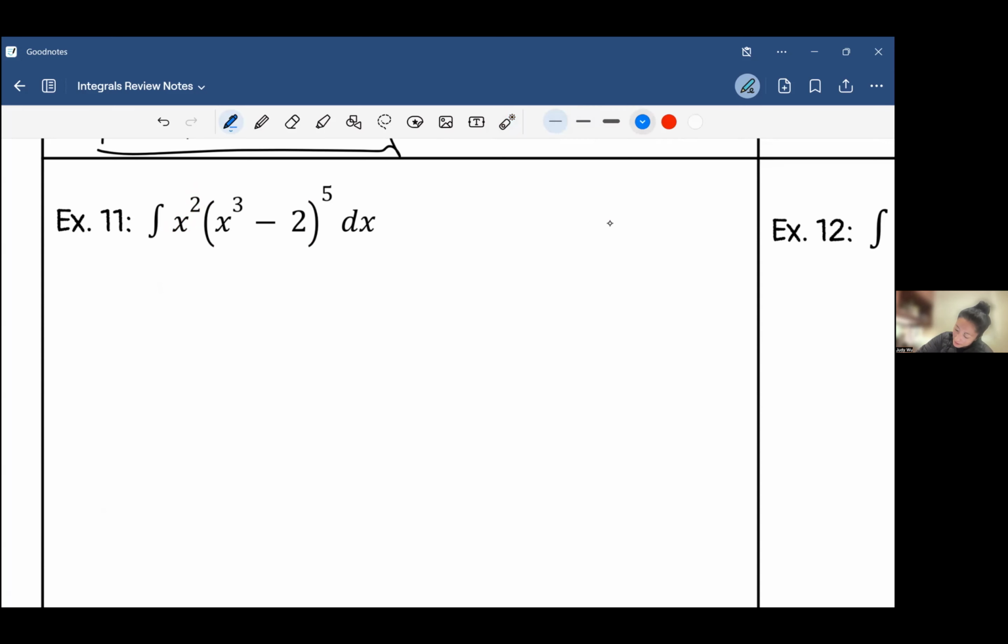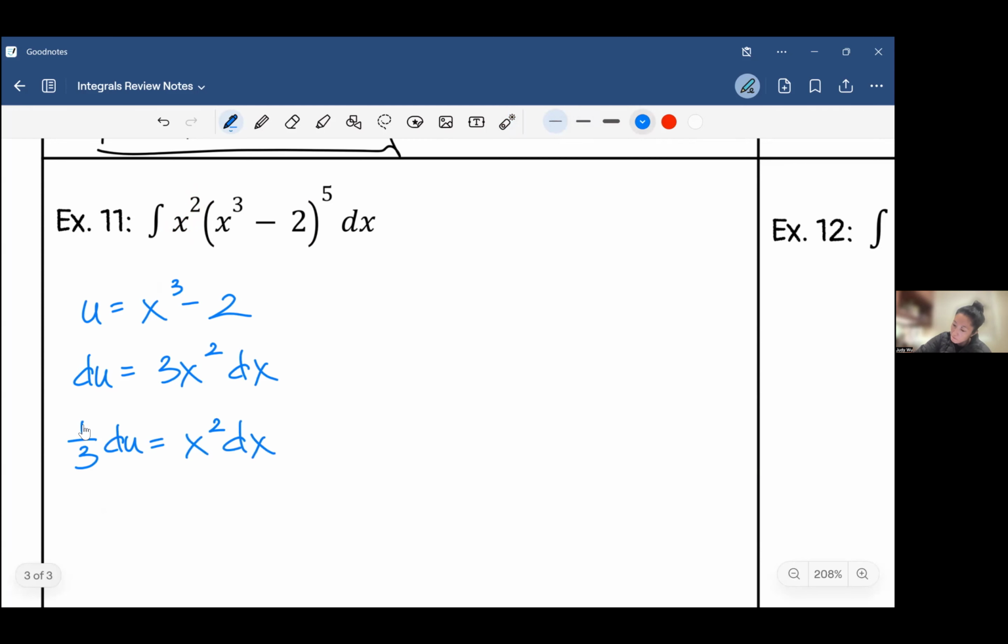All right, let's let our u be x cubed minus 2. Du is 3x squared dx. And since I only see x squared dx, I'm going to divide that 3 to the other side, and I'll get 1/3 du equals x squared dx, which means that my x squared dx gets replaced with a 1/3 du. And my x cubed minus 2 gets replaced with the u, and my 5 should still be there when I do my substitution.